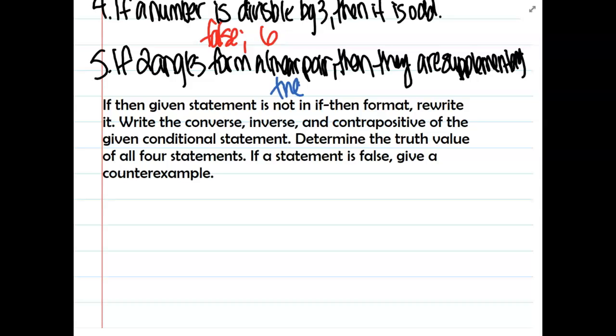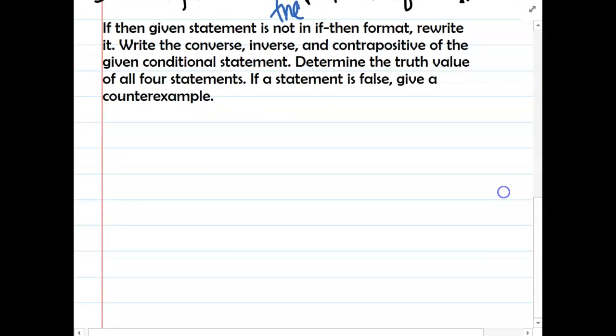Okay, last thing, and I think you have a couple of these in your homework. It's very wordy directions, because there's a bunch of things we're going to do. First of all, I'm going to give you a statement. If it's not in an if-then format, we're going to write it in an if-then format. So write it as a conditional. Then we're going to write the converse, inverse, and contrapositive. And then we're going to decide if each one of those is true or false. If it's false, you have to give a counterexample.